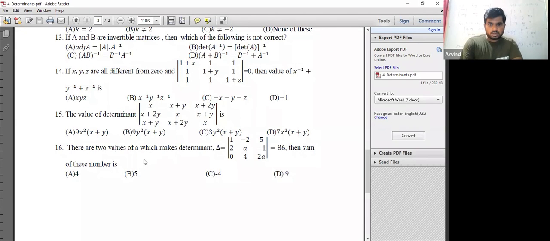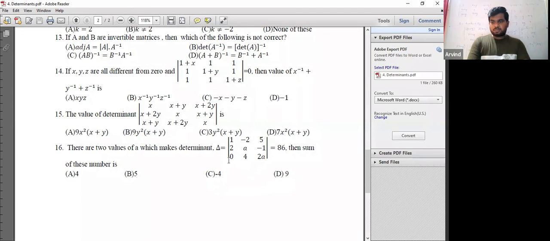One important formula I want to give, then solve the problems. There are two values of a which make the determinant equal to 86. Then the sum of these numbers. It's very easy. Find the determinant and you get the a value. You get a quadratic equation. When you find the determinant, the a values come as -7 and 3. So if you add -7 and 3, that is the question, the sum of these numbers. So -7 plus 3 is -4. I'm going to skip that.